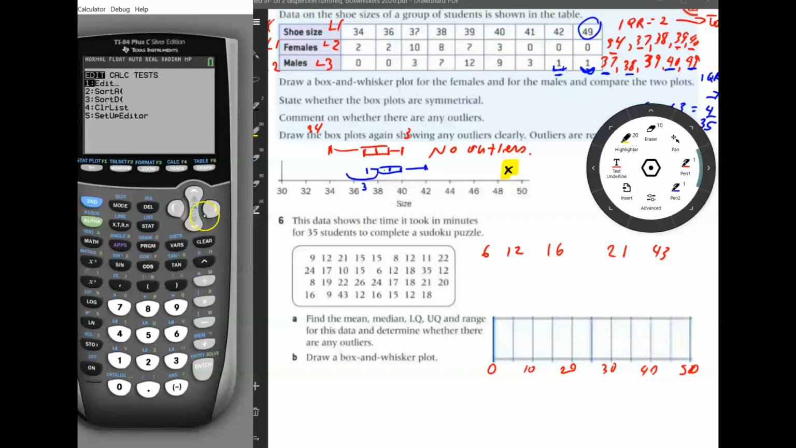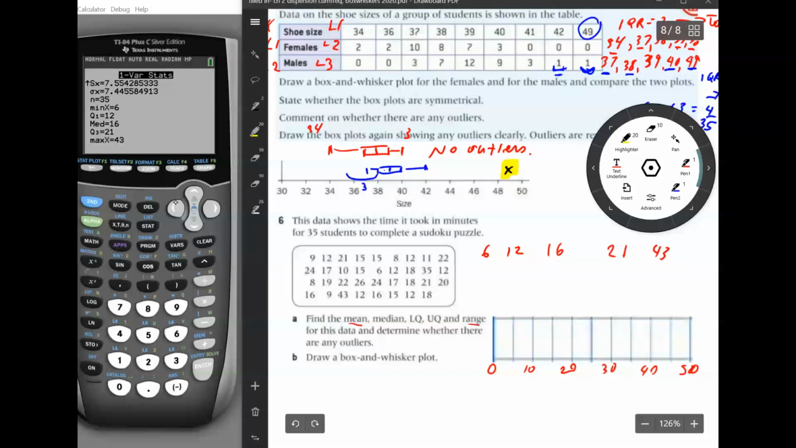I go to stat, calc, 1-bar stats as usual. And then when I go into 1-bar stats, I want to put list as L1 and then frequency list blank, of course. And then I go down to calculate. And then I'm going to get my 5-number summary, which is 6, 12, 16, 21, 43. So I found the median, LQ, UQ, and it also asked me for the mean and range.